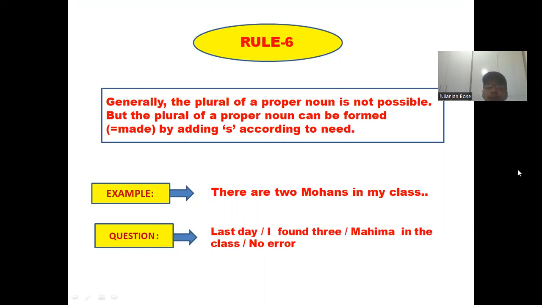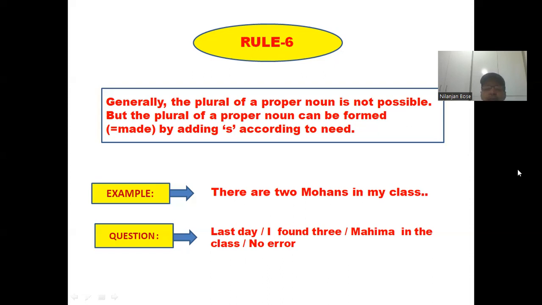Now here is a question for you. You have to find out in which section the error lies. Last day, I found 3 Mahima in the class. So this particular sentence is fragmented, or segmented rather. And if you find any error, you have to identify in which portion the error lies, right?